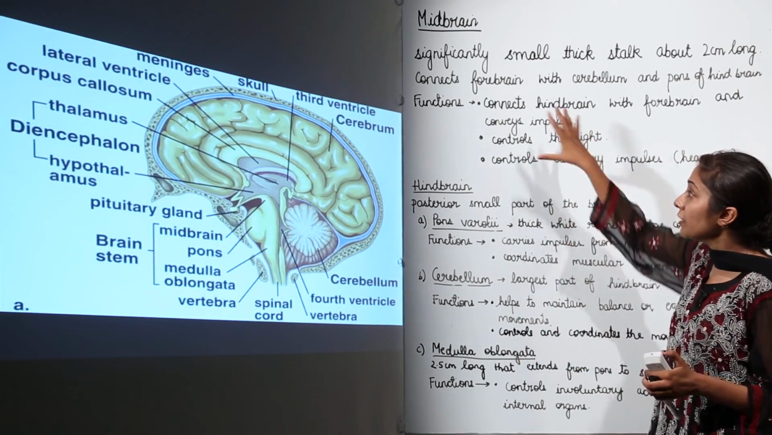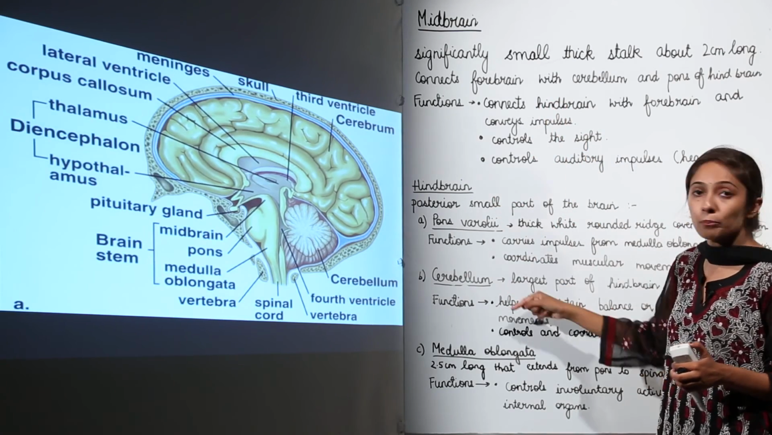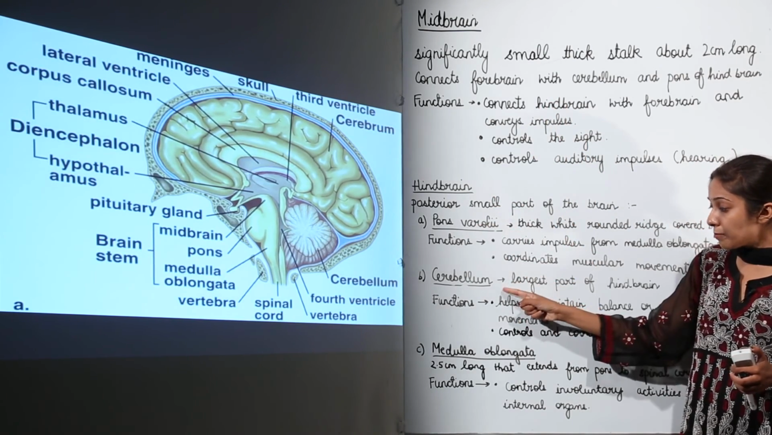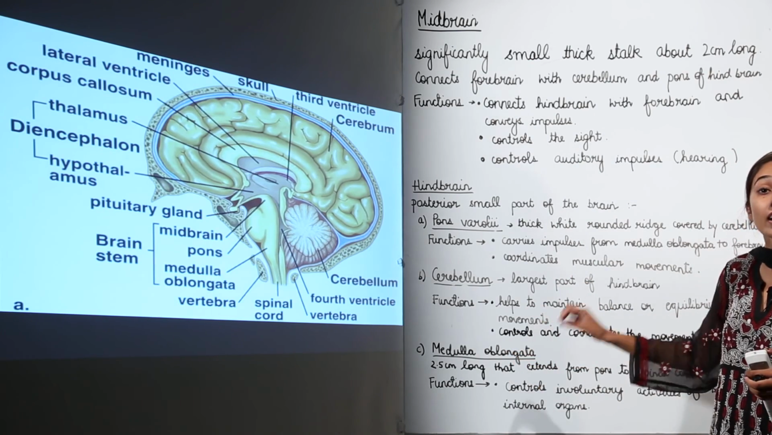So I hope that midbrain and hindbrain's three components, that is pons, cerebellum and medulla oblongata, are clear to you.